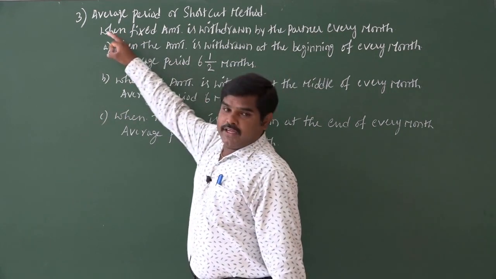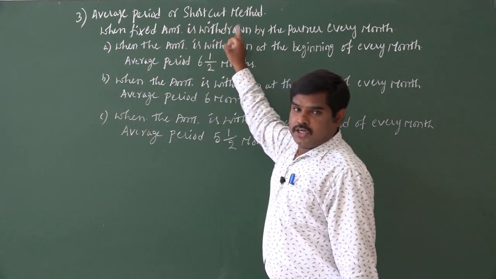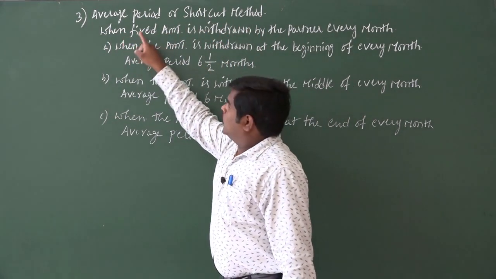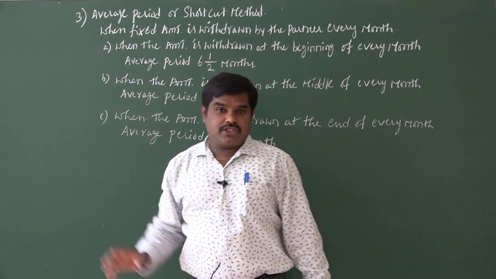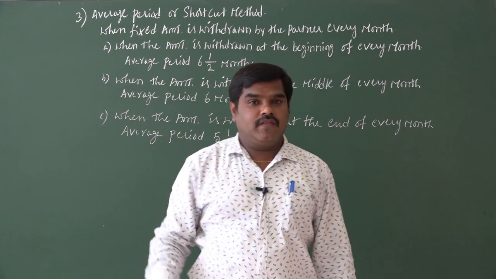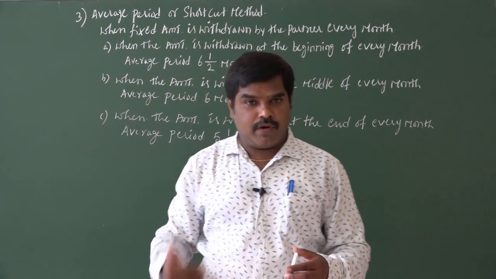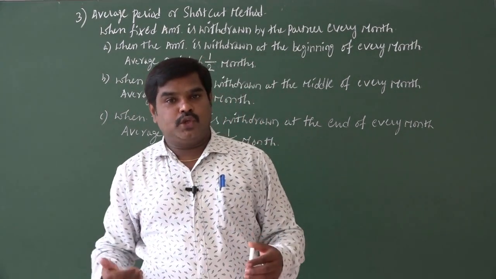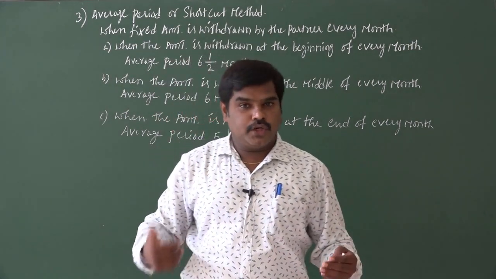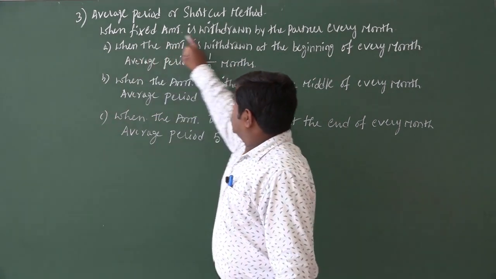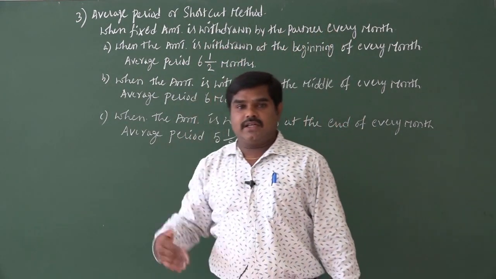So, coming to the next, average period or shortcut method. When fixed amount is withdrawn by the partner every month. That means sometimes the partner is going to draw some amount every month, or once in 2 months, or once in 3 months. When fixed amount is withdrawn by the partner, actually here it is given every month.